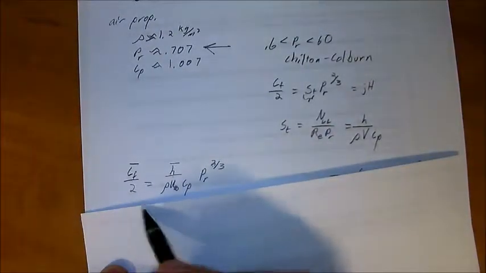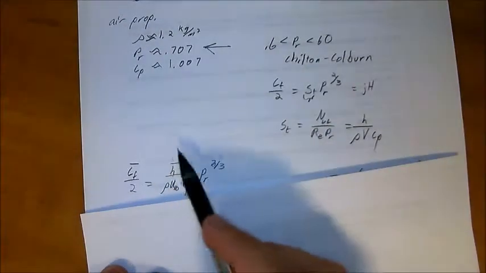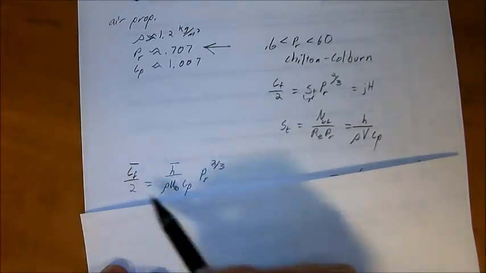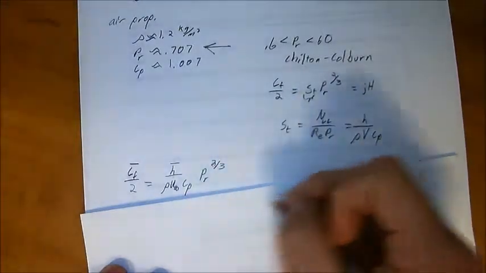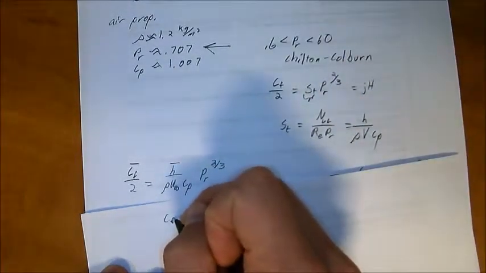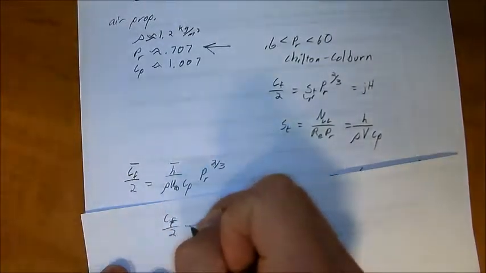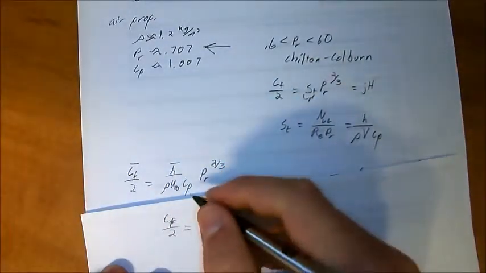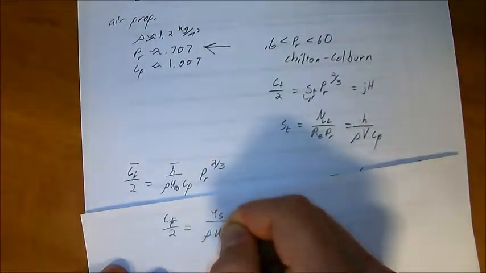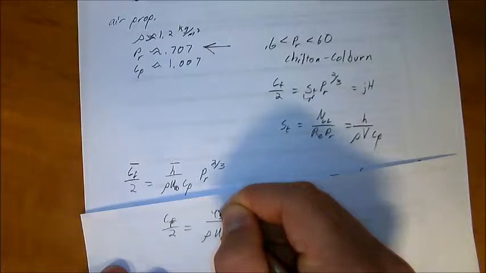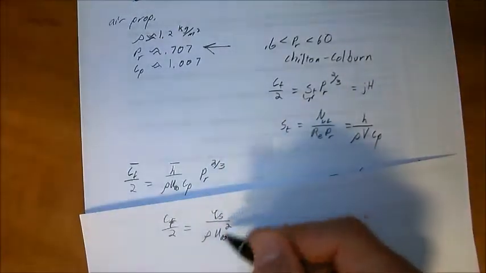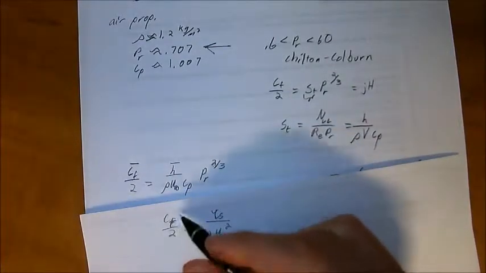Alright, now we have our equation in terms of H bar, and we're looking for H bar. But the trouble is we still have the CF. So how can we solve for that? Well, there's an equation that hopefully the instructor gave to you, where CF over 2 is equal to tau S all over rho U of infinity squared. So, using this equation, you can actually find CF over 2.